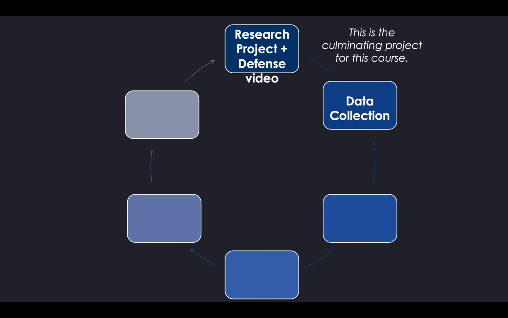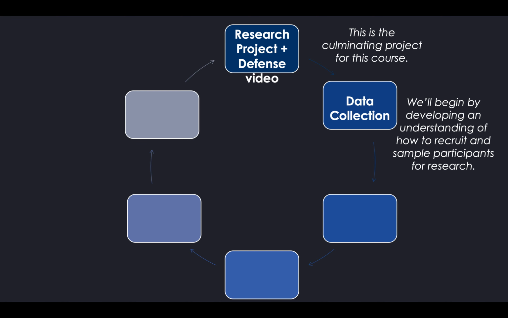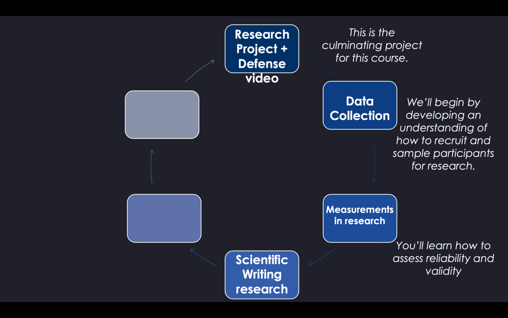You will do data collection and you will learn to recruit and sample participants for research. We'll talk about the various methods that you can use depending on the type of research design you are implementing. We'll also look at measurement issues in research. Specifically, we will look at assessing reliability and validity, which are measures of objectivity when you are collecting data. So be it you're measuring weight, be it you're measuring VO2 max or some measure of fitness, you will need to ensure that your measurement is both valid and reliable.